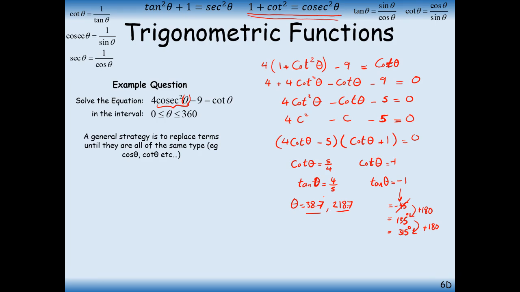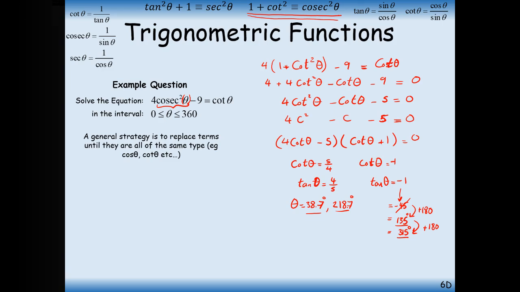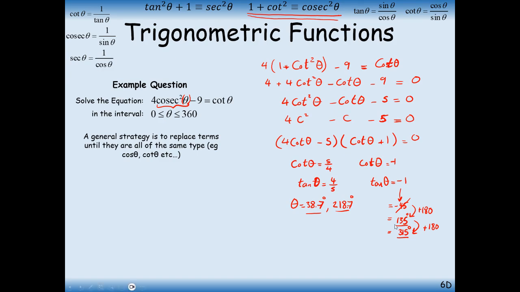These four are the final answers that I'm underlining. So with that, I'll end this examples, and I'll see you in the next section.